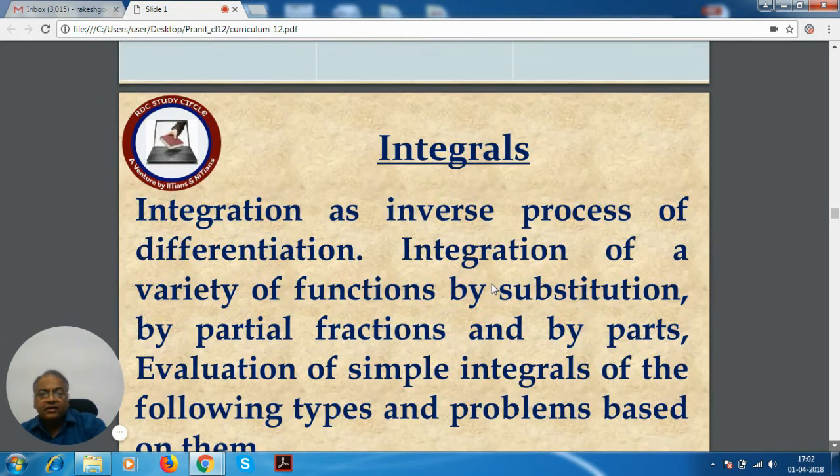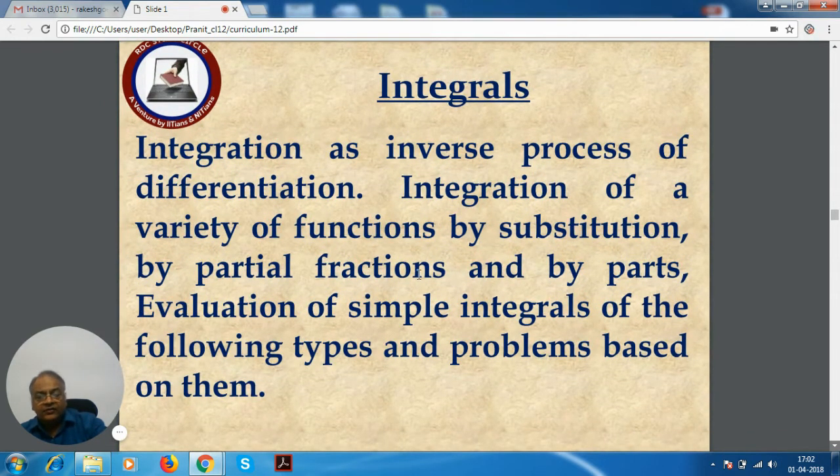And integrals have various topics. That's integration as inverse process of differentiation. That's how you have to show it. Integration of a variety of functions by various methods, that is substitution, partial fraction, and by parts. Now, evaluation of simple integrals of the following types and problems based on them.